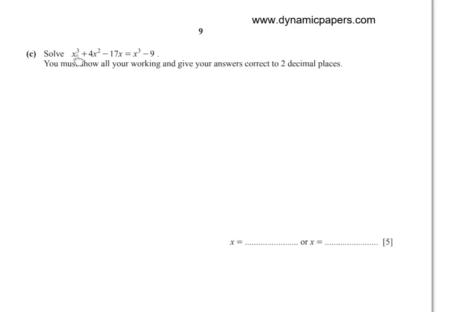C, solve x power 3 plus 4x power 2 minus 17x equals x power 3 minus 9. You must show all your working and give your answers correct to two decimal places. You can cancel x power 3 with x power 3 and transpose negative 9 to the other side by positive. So you have 4x squared minus 17x plus 9 equals 0. This is a quadratic equation. And because we need the answer correct to two decimal places, we cannot factorize, so use the formula.